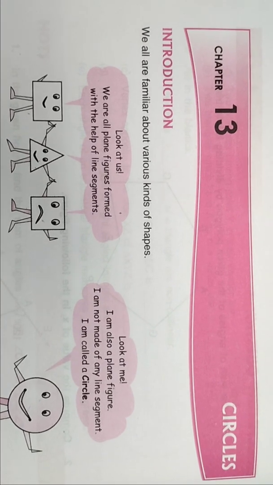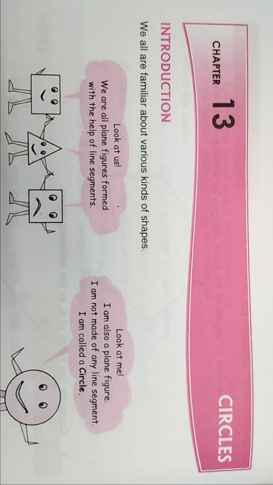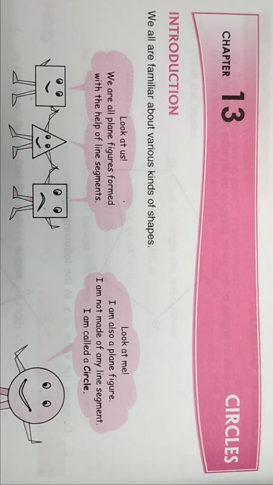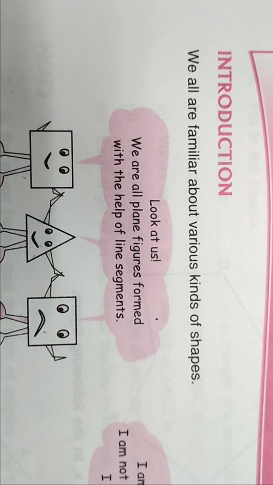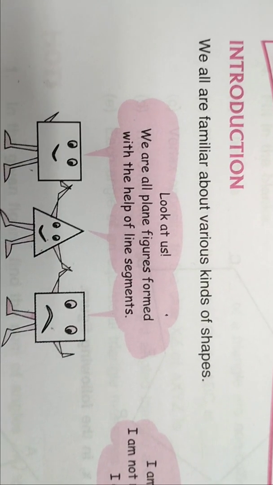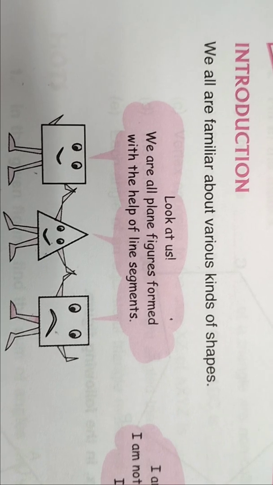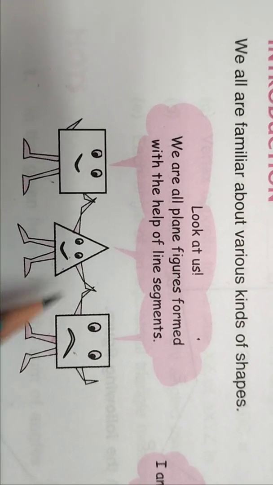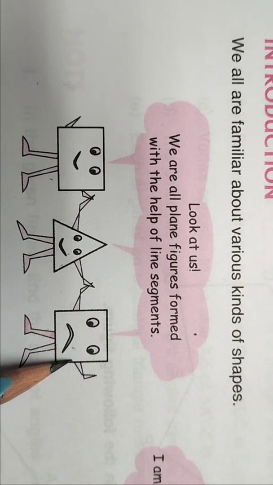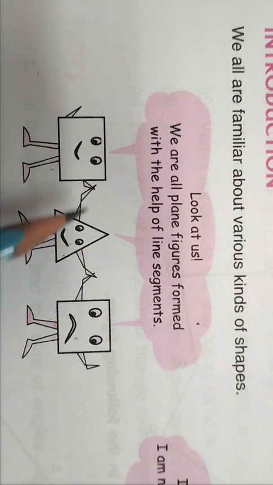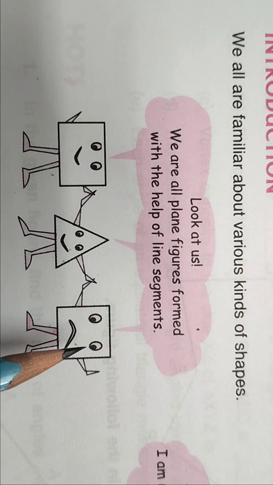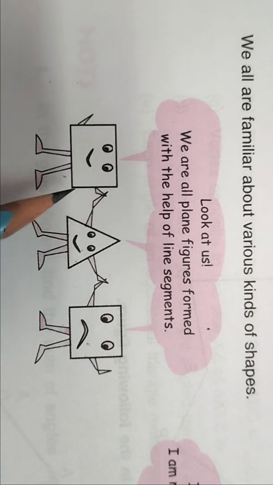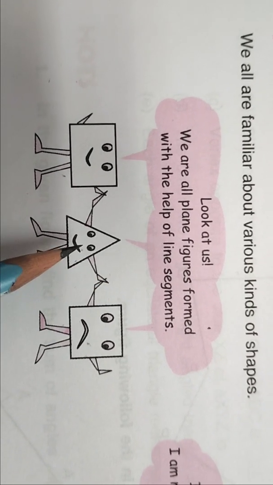Good morning, students. Today we are going to start a new chapter, chapter 13, circles. We see various kinds of shapes around us. You can see here that it is a rectangle, triangle and square. Now these are the plane figures. And what do you observe? These are made up with the help of line segments.